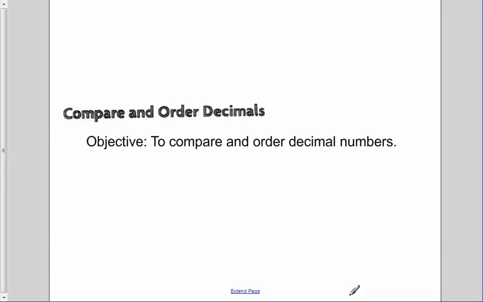In this lesson, we're talking about comparing and ordering decimals, and our objective is to compare and order decimal numbers. You may be asking, why do I need to do this, or why learn this? It's definitely a life skill that you need to be able to compare weights of grocery items, such as packages of meat, or how much an item may cost compared to another.